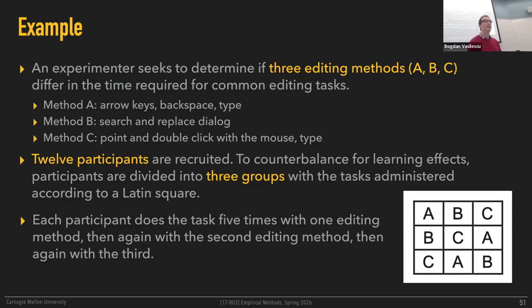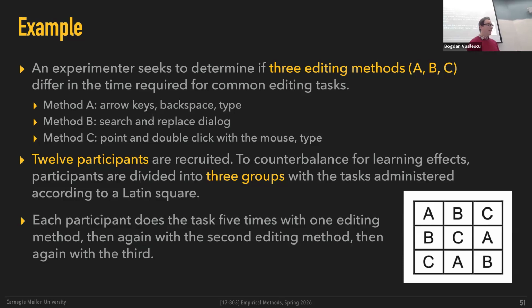Method B is I use find replace or search replace with the dialogue thing, right? To replace some word with another. Method C is I use my mouse and I point and double click on the word that I'm looking to replace, and then I type its replacement. Right? So these are 3 methods to navigate to a word and replace it in a text document.